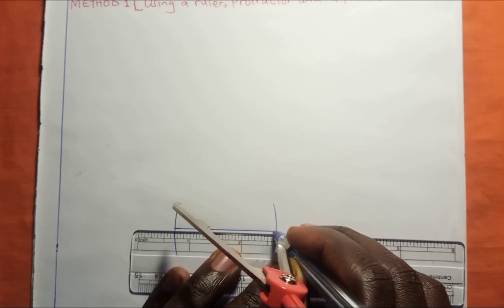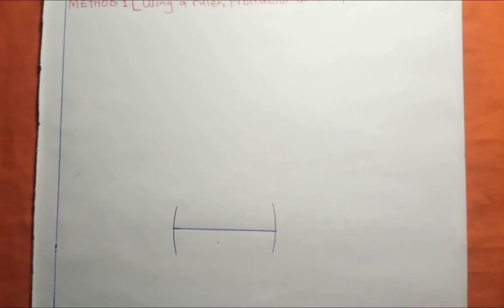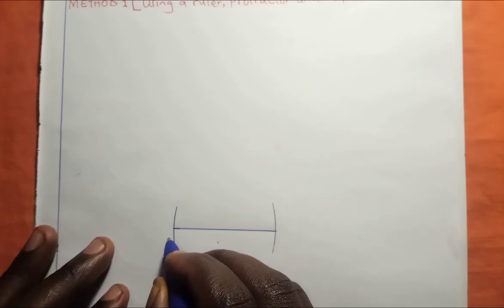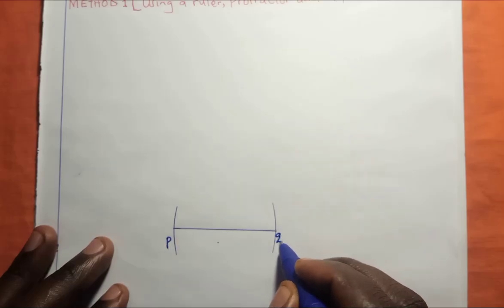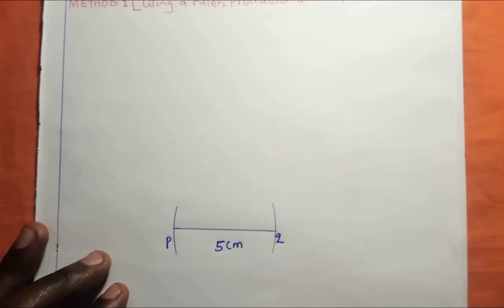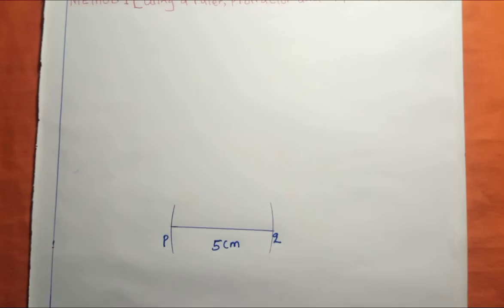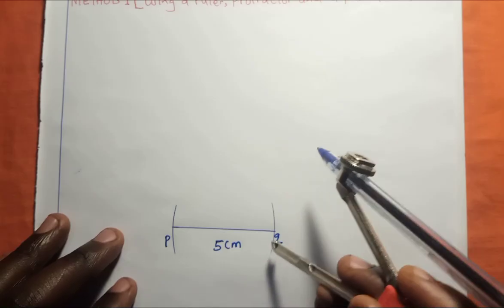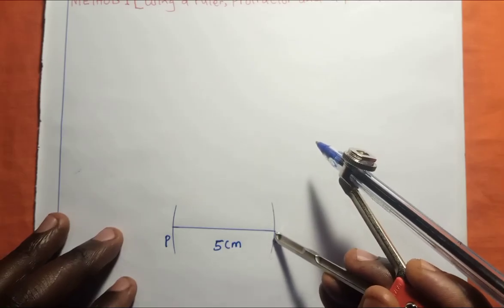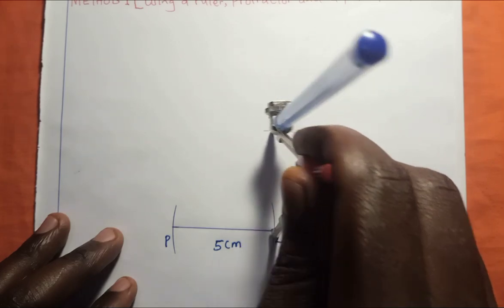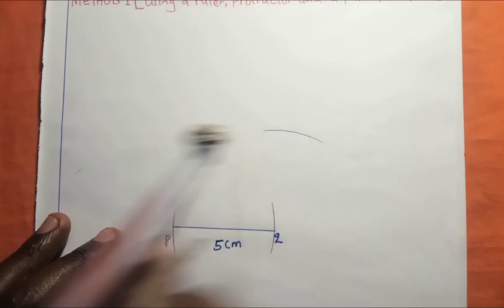Like this. Good. I'm going to label the line by saying this is point P, and then we have point Q on the other side. This is 5 centimeters. So the next thing I'm going to do, I'm going to stand at point Q and mark a length of 5 centimeters using the pair of compasses. I have not changed the length. I'm going to mark like this to make an arc.